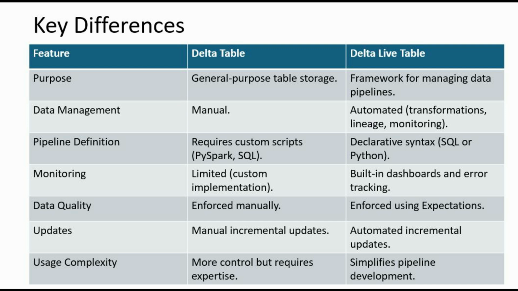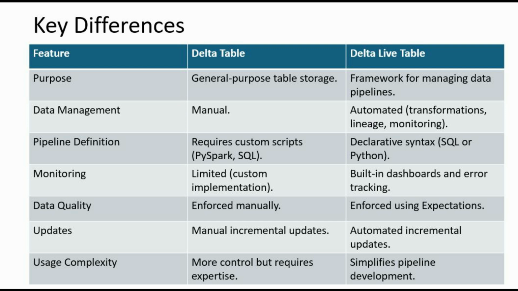Feature 5. Data quality. Data quality needs to be enforced manually in Delta Tables. You must write code to validate data, such as checking for null values or duplicates. DLT includes expectations, a feature to enforce data quality automatically. For example, you can define rules to reject rows with missing fields directly within the pipeline.